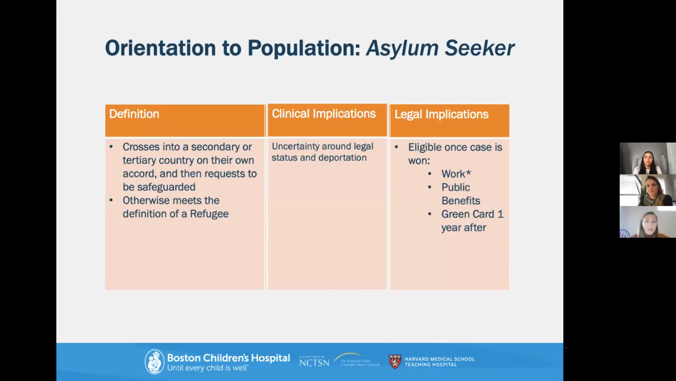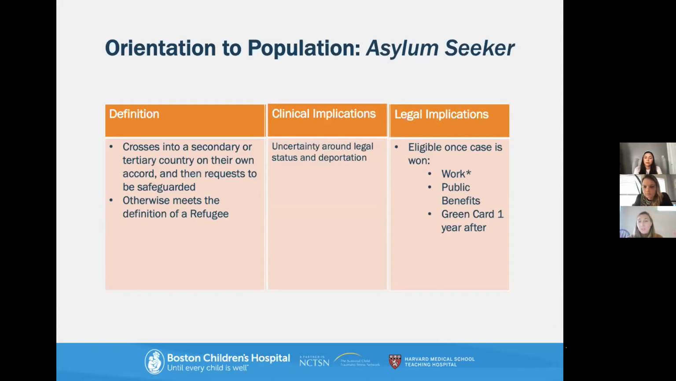Asylum seekers, again, in most cases are eligible to work once their case is won, or if you have a pending application for a prolonged period of time as well. Public benefits, you're eligible once your case is won, and a green card 1 year after your case is won. It can be unpredictable in terms of when you're going to be able to get your hearing or not. Asylum seekers are just kind of in limbo until that point.